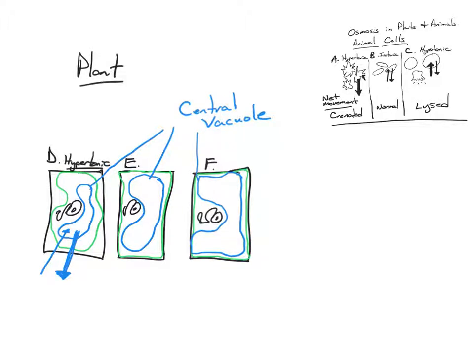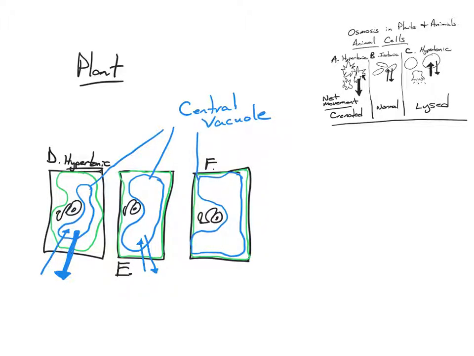In the second situation, E, what situation are we dealing with there? Isotonic. Isotonic is correct. Why? Because the water moving in both directions is the same. Water moving in is equal to the water moving out.